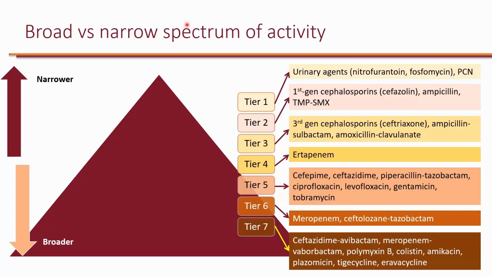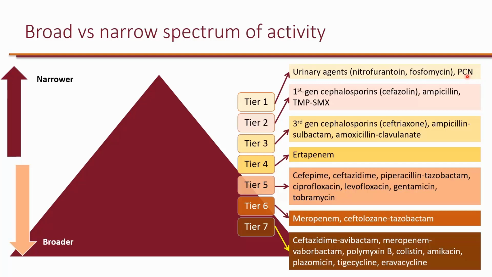So tier 1, which is the narrowest antibiotics, includes the urinary agents. So nitrofurantoin and fosfomycin, because they primarily go into the urine and they don't go anywhere else in the body, they don't have the propensity to cause collateral damage. So for example, they do not affect the normal flora in the gut. The same is true with penicillin, because penicillin does not have activity against most organisms.